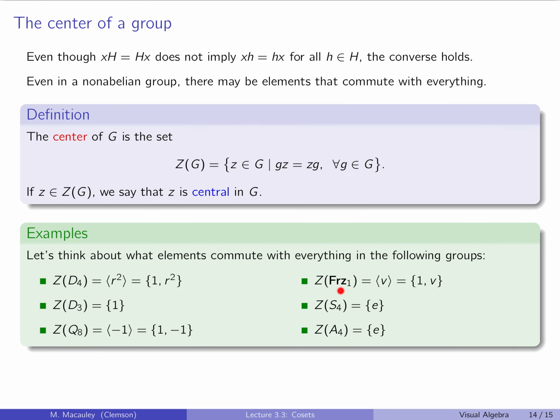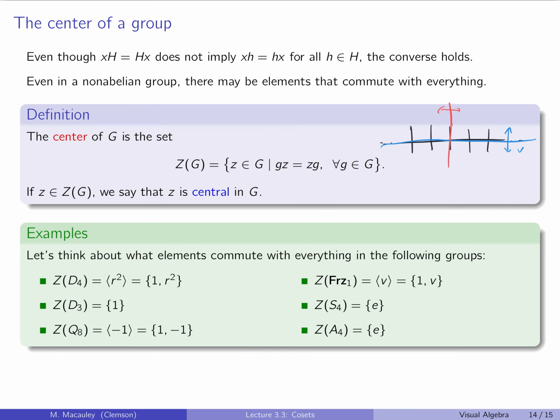What about the frieze group? Well, in the first frieze group, where we had every possible symmetry, the thing that commuted with everything was the vertical reflection. Remember that? So if you have a frieze and you flip it across the vertical axis, if you reflect and then translate, that's the same as translating and then reflecting. The horizontal reflection, across a horizontal axis, does not commute with everything. It doesn't commute with a translation, for example.